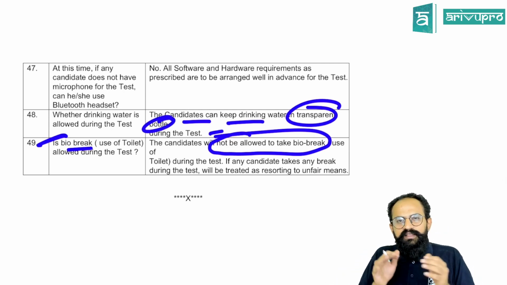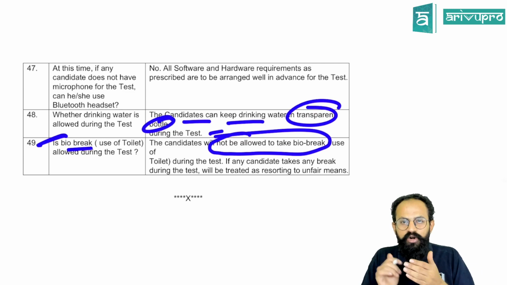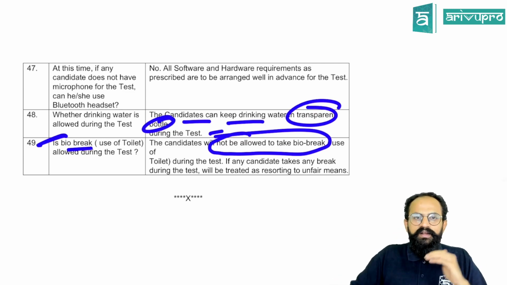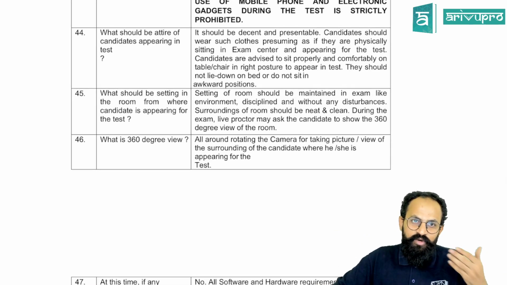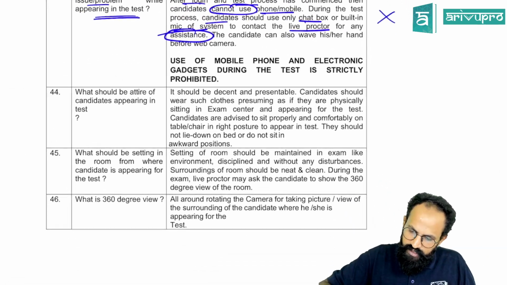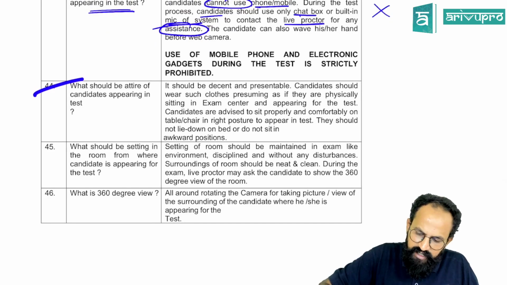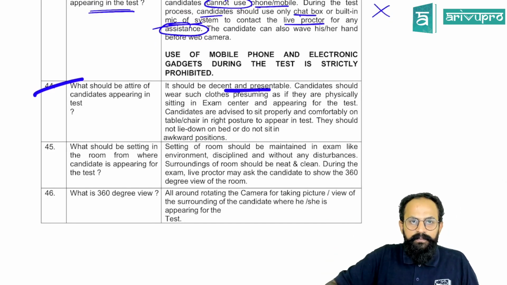So at the end of the day, the summary is that you cannot write anything. That's the reason they're doing it. Just keep these things in mind, people. That's all. Nothing much to worry about. Next one. See, you should be in a decent and presentable attire. That is what they say.